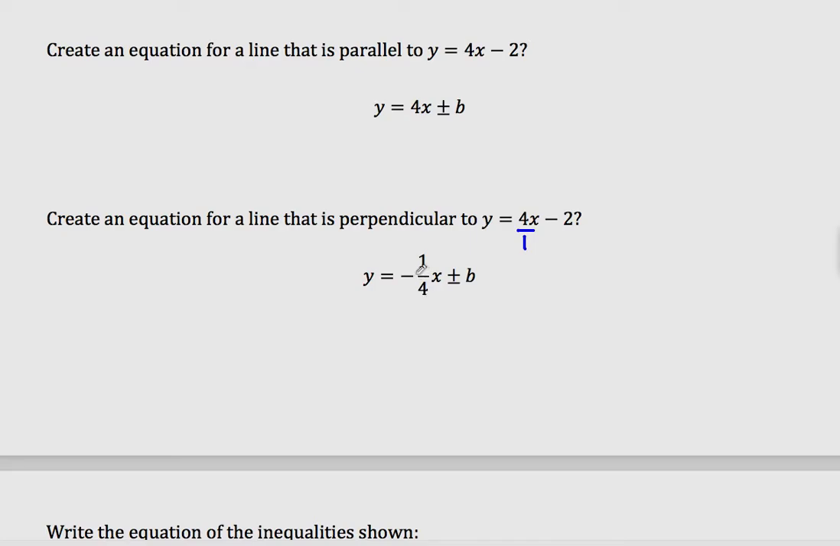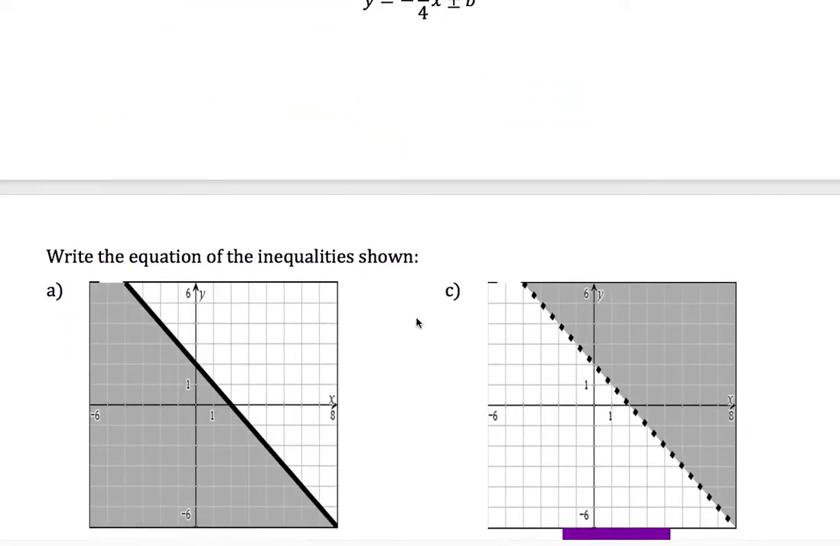And your slope has to be opposite reciprocal. So because this is a positive 4, we're going to have a negative, and it's a whole number 4, so this becomes a 1 over 4 instead of 4 over 1. Okay, again, we don't care about the y-intercept. It can be a 2, a -2, a 3, a 5 million, doesn't matter as long as the slope is opposite reciprocal.